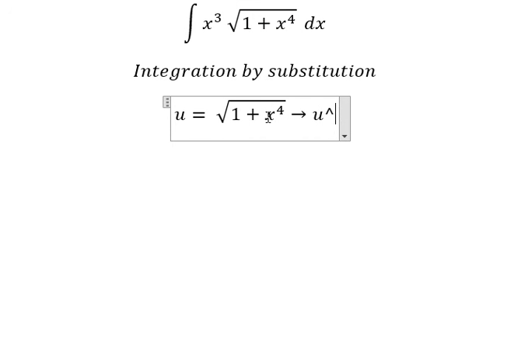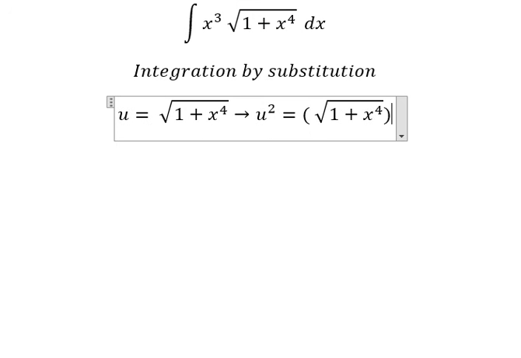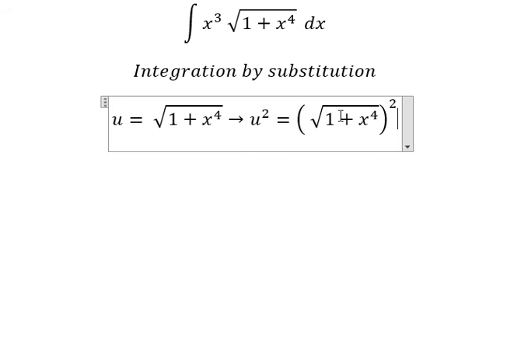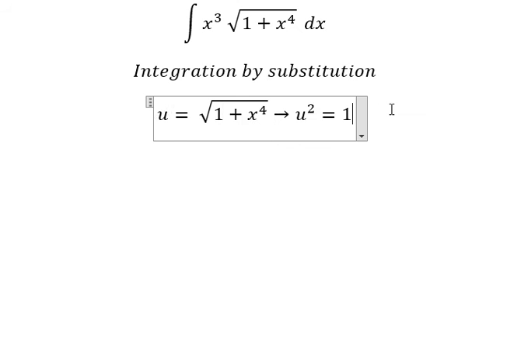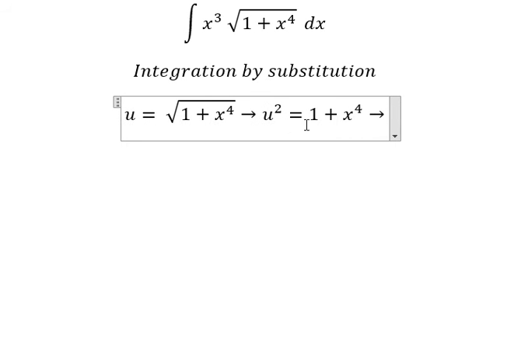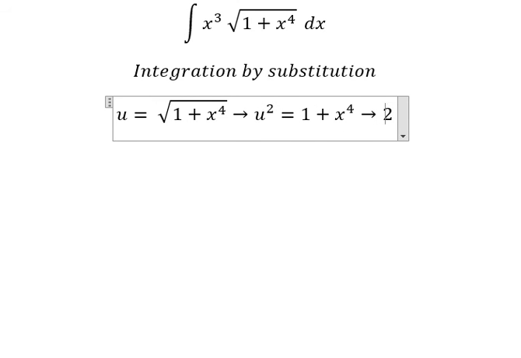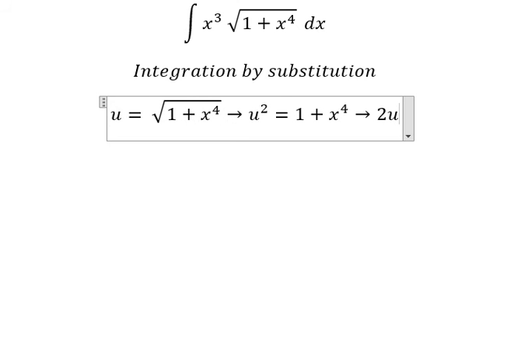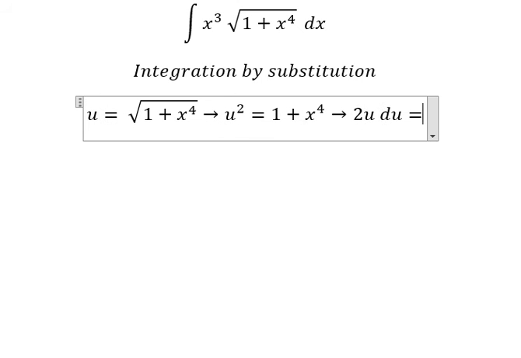So I need to put the square for both sides to cancel the square root, and you got 1 plus s to the power of 4. Later we do the derivative for both sides, and you got 2u. The derivative of u squared, you got 2u, and we have the du.